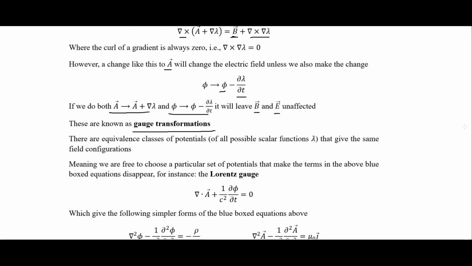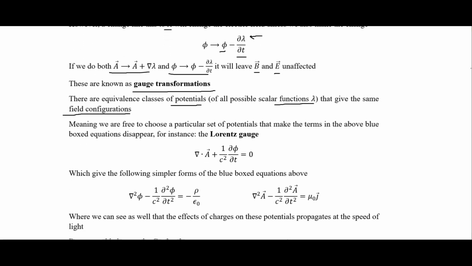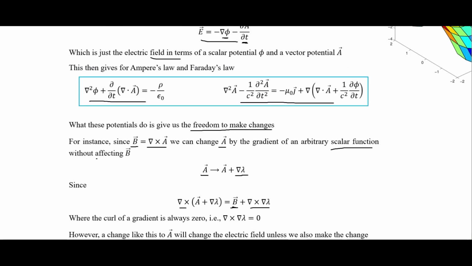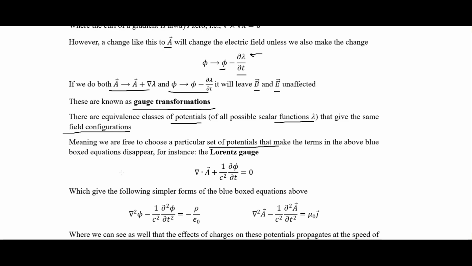And so there are equivalent classes of potentials. So these scalar potentials, of all the possible scalar functions lambda, give the same field configurations. That will give the same magnetic and electric field configurations. So we're free to choose a particular set of potentials that make the terms in the above blue boxed equations up here disappear.